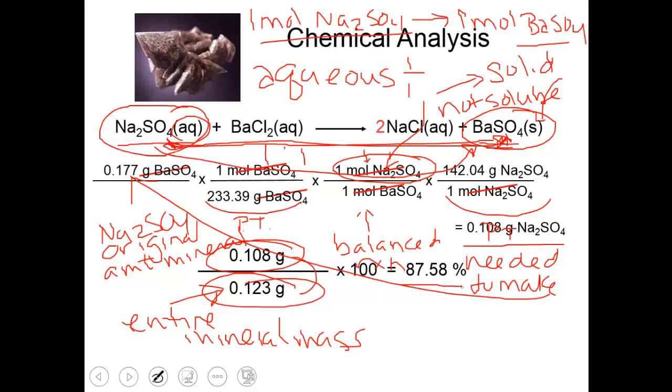So we're going to see that it's 87.58%, and we want to write down the chemical formula, sodium sulfate. And so we have to have percent of what chemical. So that's cool. We can use chemical analysis then to determine percentages.